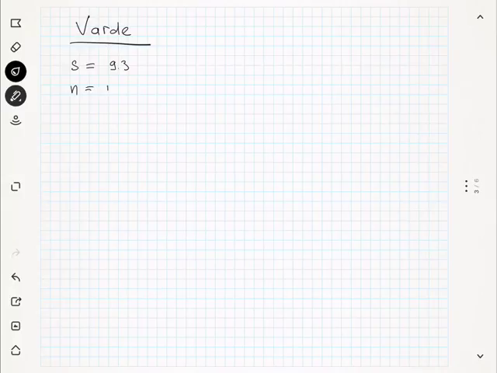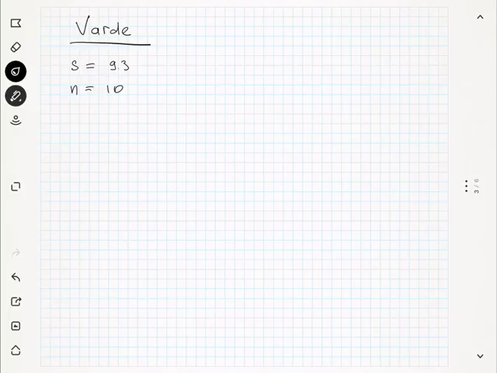Now let me show you how to calculate a confidence interval for the variance. I will do it for the VADE case. So we have VADE, and we know that the standard deviation for VADE is 9.3, and the sample size is 10. So we have 9 degrees of freedom.